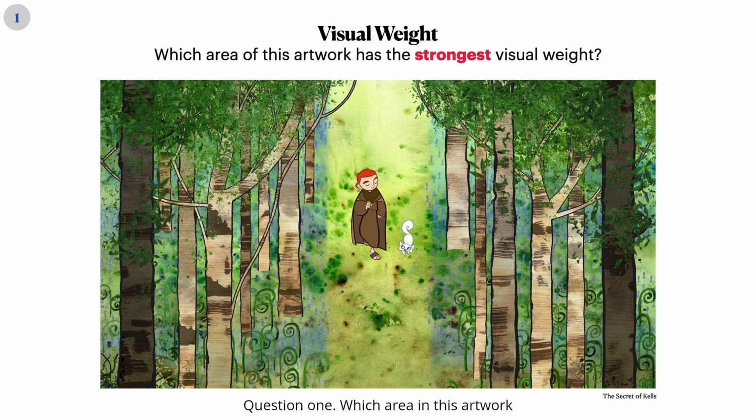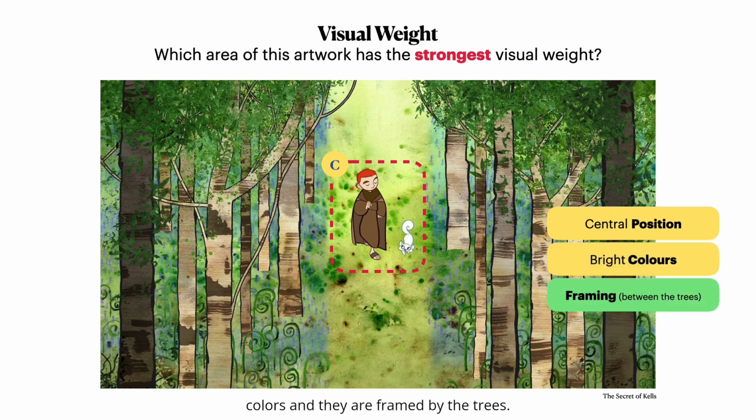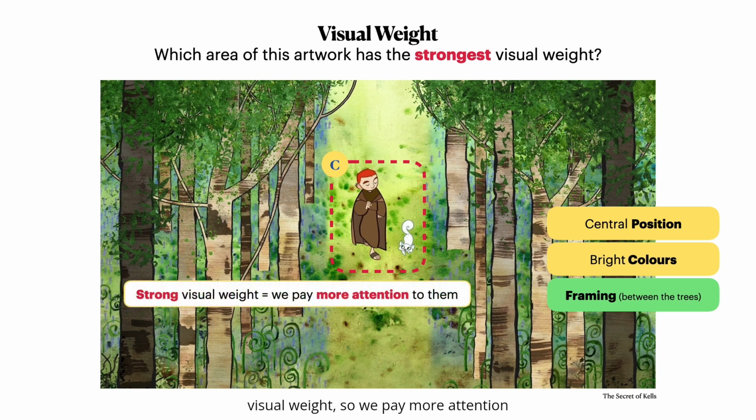Question 1. Which area in this artwork has the strongest visual weight? A. The curly grass, B. The trees, or C. The boy and the cat? If you guess C, you're right. The boy and the cat are positioned in the center of the artwork. They have the brightest colors, and they are framed by the trees. These techniques give them a strong visual weight, so we pay more attention to them.